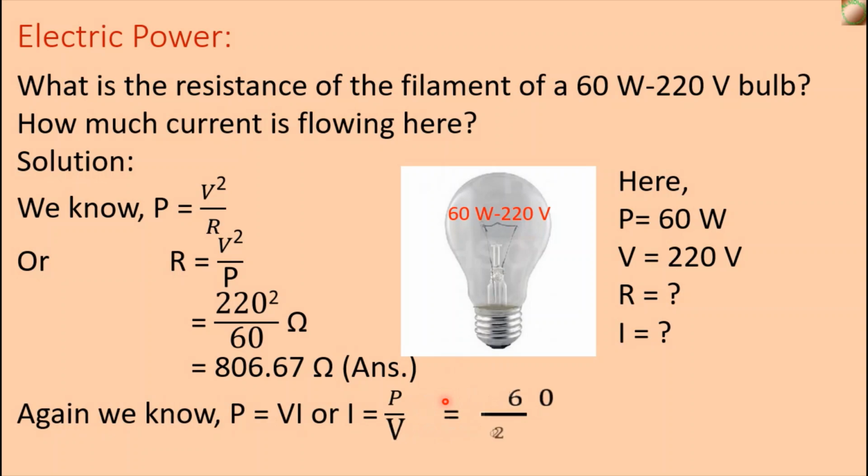And again we know P = VI, or I = P divided by V. Here power P = 60 watt and voltage is 220 volt. This is equal to 0.273 ampere. This is the current flowing through this filament. That is, resistance of this filament is 806.67 ohm and current flowing through this filament is 0.273 ampere.